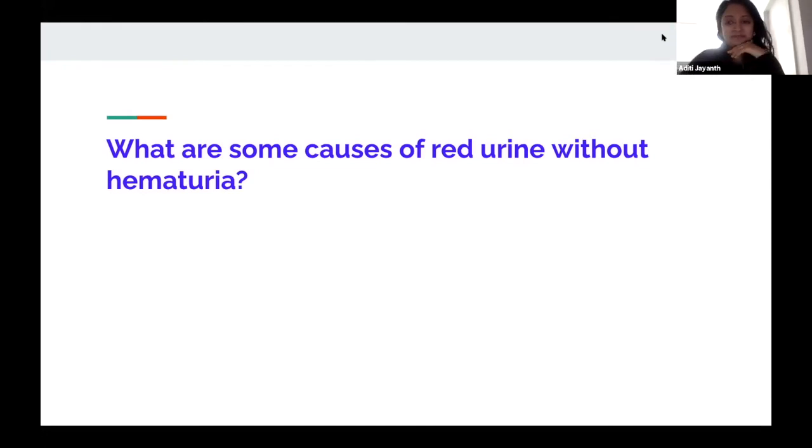Can anyone tell me? Myoglobinuria. Okay, excellent. What else? Rifampin. Sure. Okay. Beets. Yes. Okay. Right. Beets are particularly common foods that are part of food trials for kids, right? Especially if they've never eaten beets before. So that's always something to keep in mind. What else?